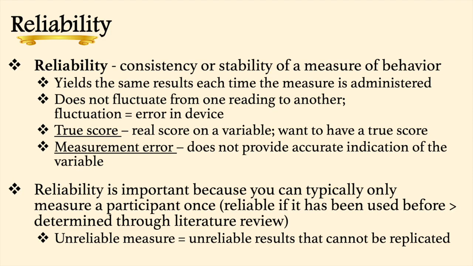An unreliable measure would lead to unreliable results that can't be replicated. So again, you want to make sure that when you are choosing your measurements or your scales for your particular variables, and you write about them in your methodology section, remember, all of that information is almost like a recipe that someone else can then follow if they wanted to cook up the same experiment that you are running. So you want to make sure that the measures you're using are reliable so that if someone were to replicate your study, they would get the same results.